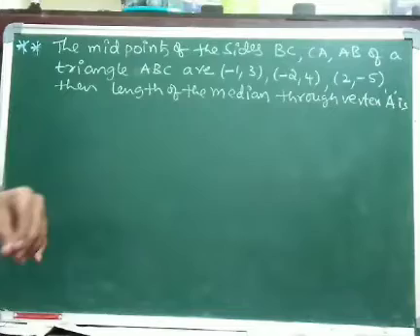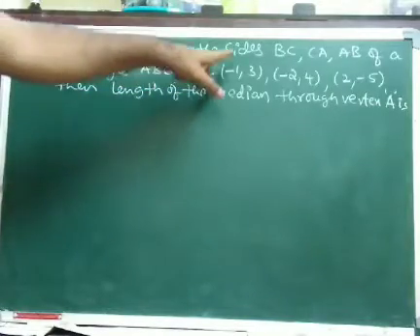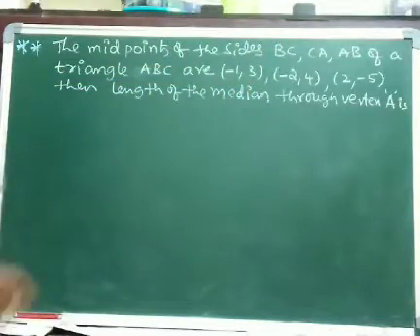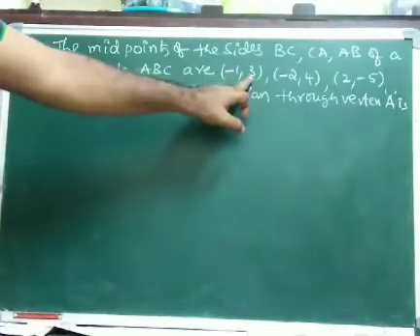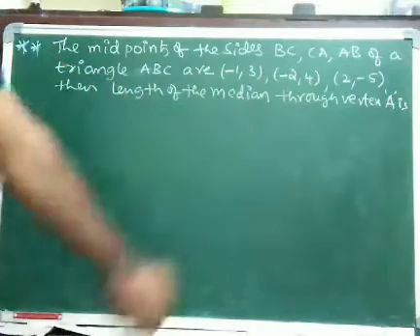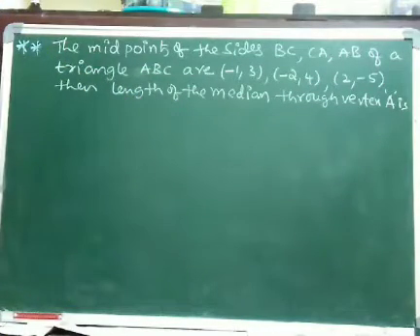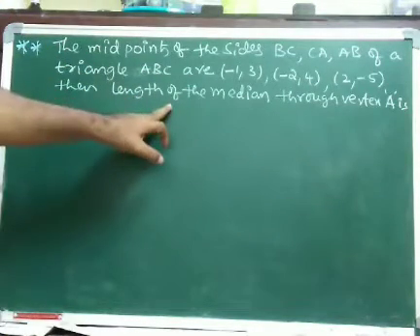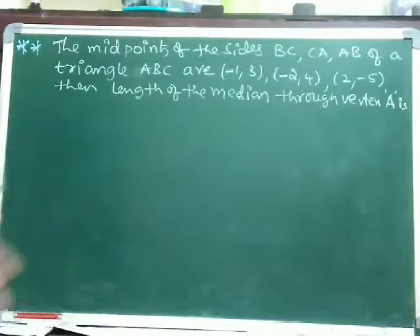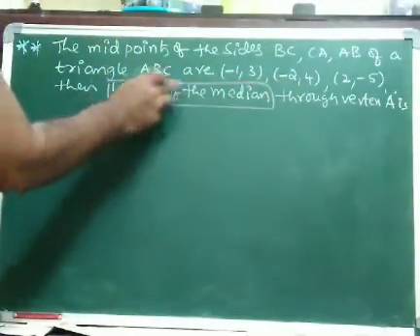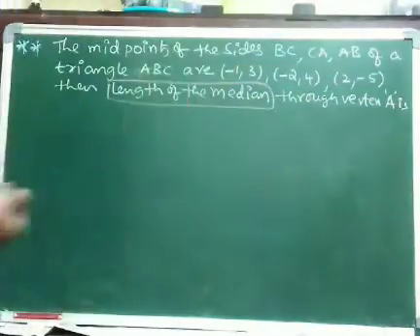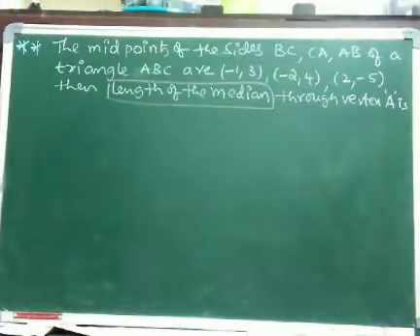So given that the midpoints of the sides of a triangle ABC are minus 1 comma 3, minus 2 comma 4 and 2 comma minus 5. Then we need to find the length of the median. What we need to find? The length of the median, which is a very important concept. The length of the median, that too through vertex A, because there exist 3 medians, no?